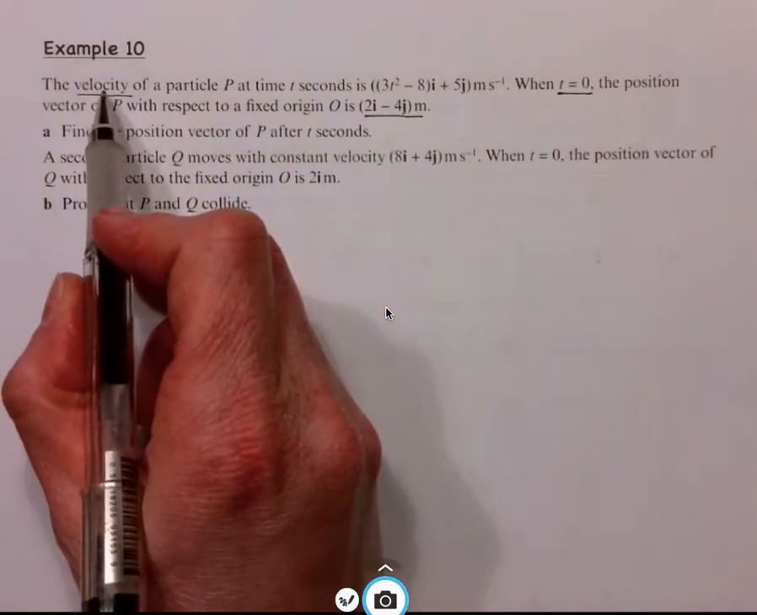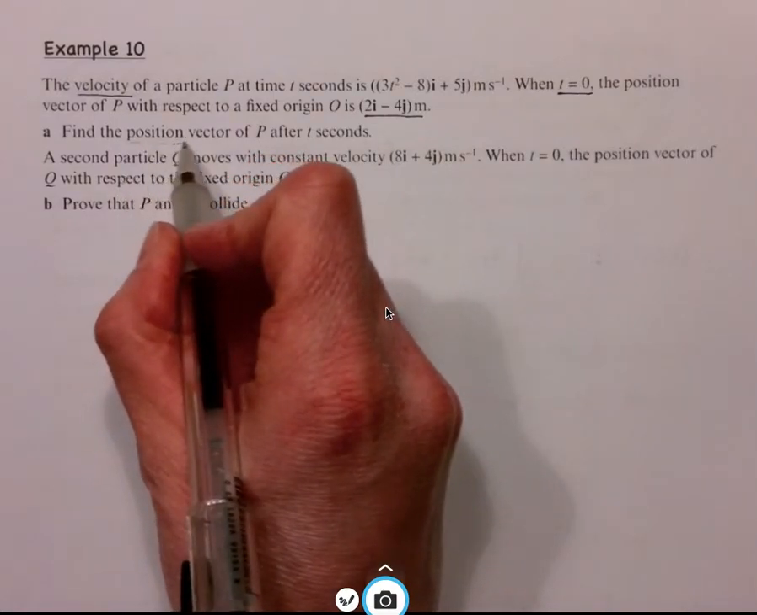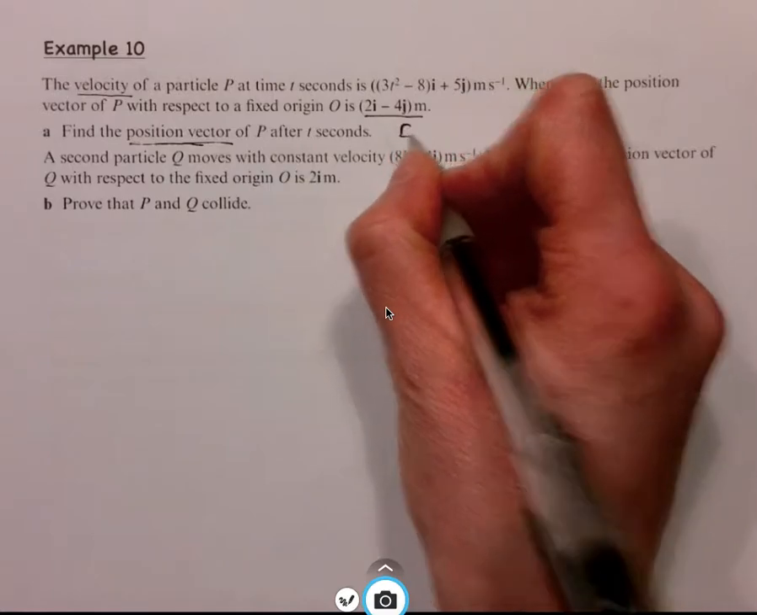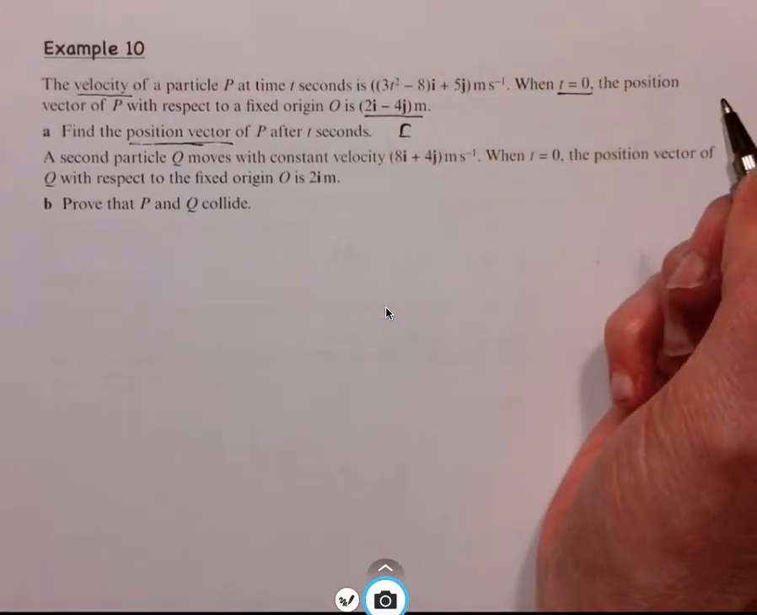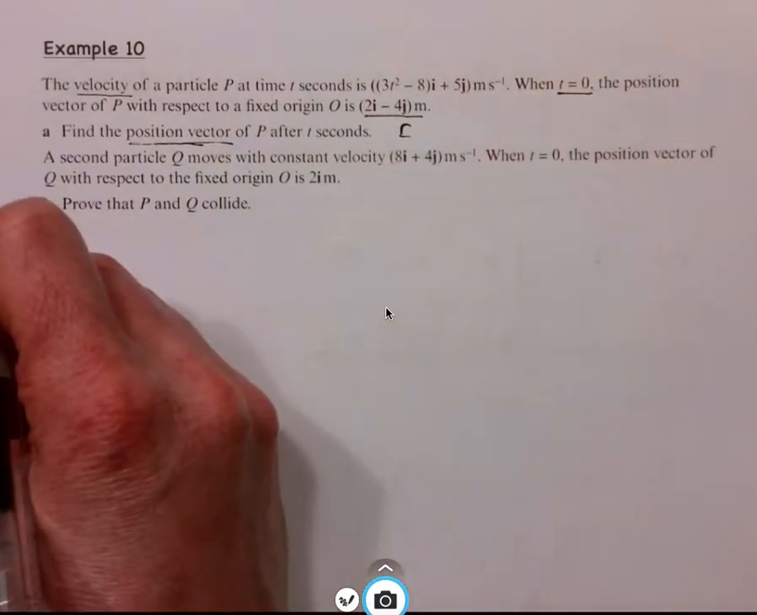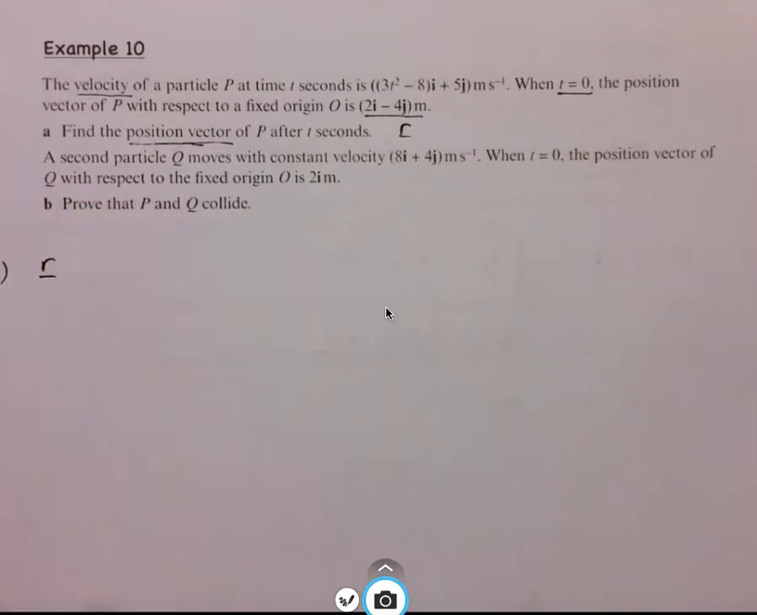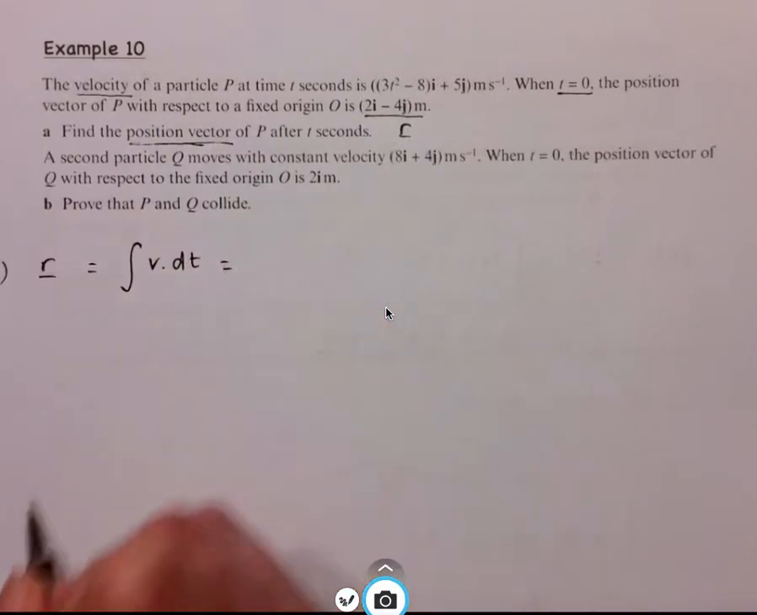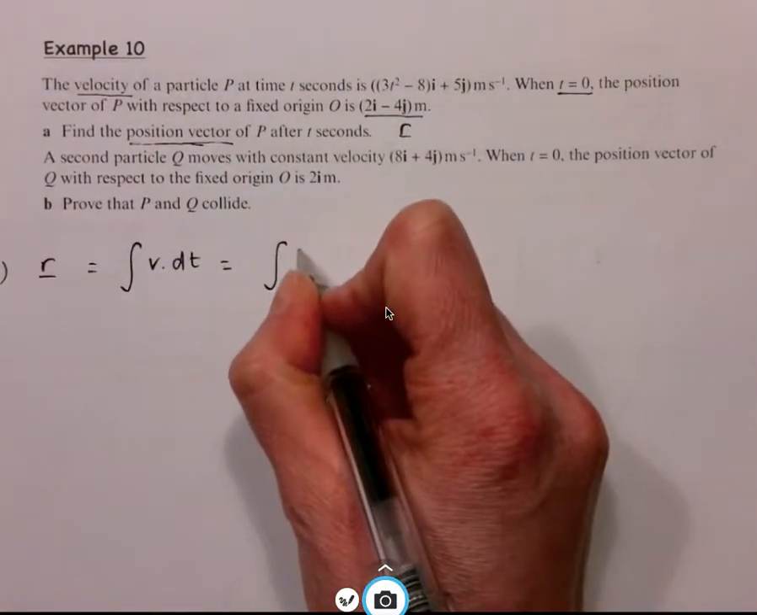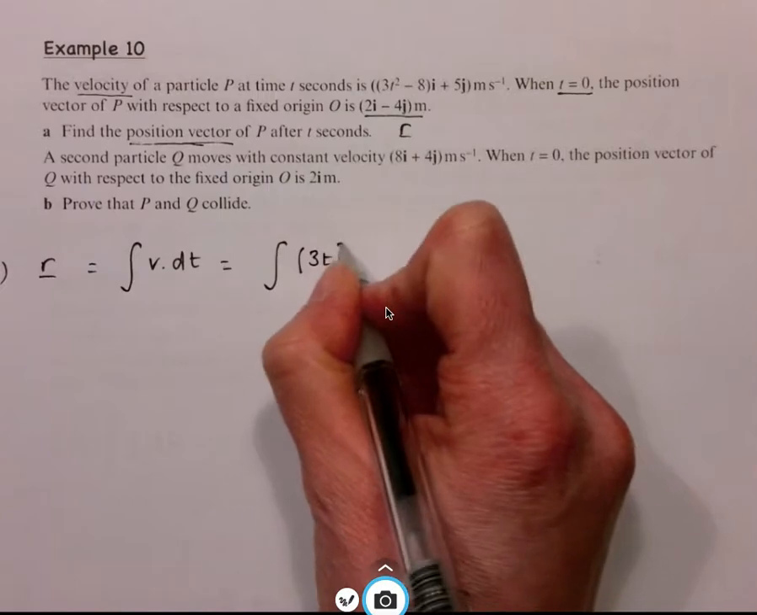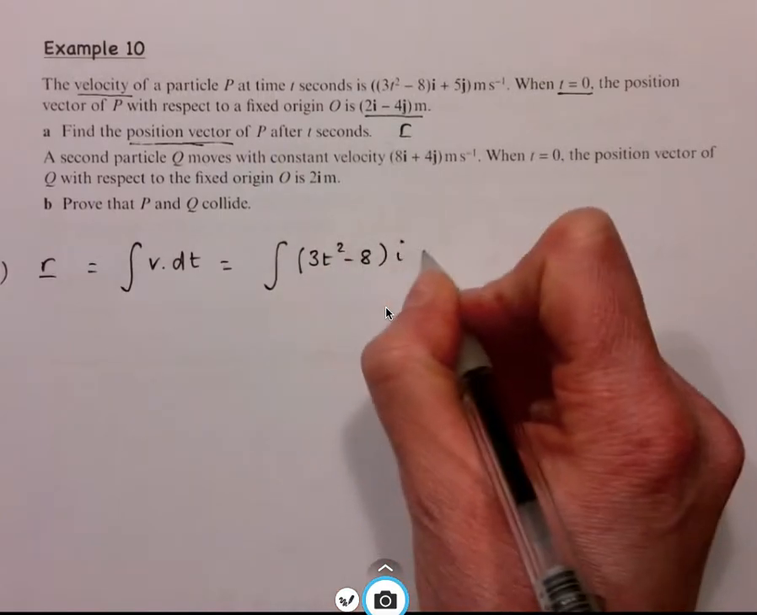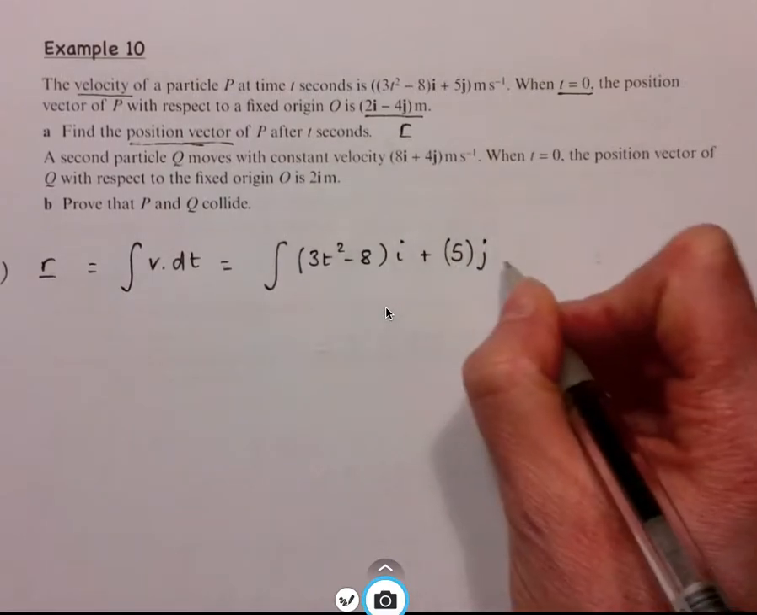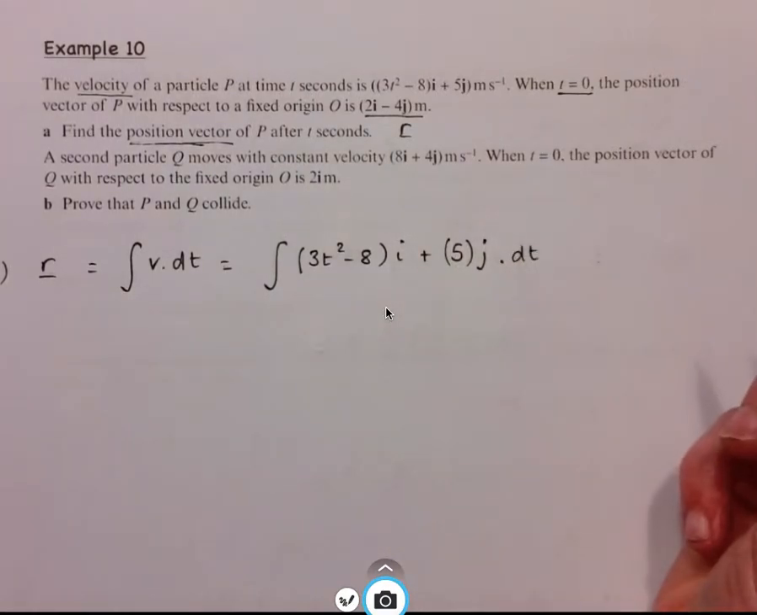So you've got a velocity, and this time because you want a position vector, you want a displacement. And remember, the textbook likes to call it r, so I'm just going to go with that for the time being. So if we want to find r, we integrate the velocity with respect to time. So we're going to be integrating both parts, (3t² − 8)i, and 5j, I'm just going to pop it in a bracket so it looks the same, with respect to t, okay?